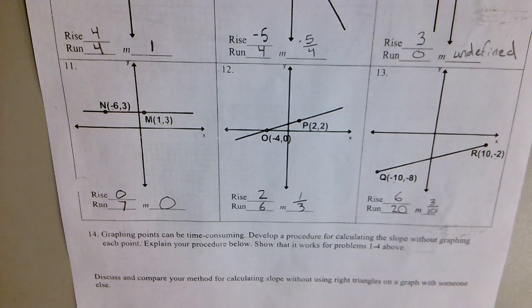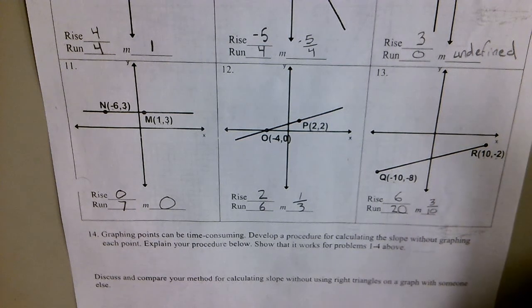All right, then let's go down to a little bit below here. So it says graphing points can be time consuming. It's not always our best option to be graphing points. So what can we do to kind of make a shortcut? What can we do so that it doesn't take that much time? And what we can do is just exactly what we just did.